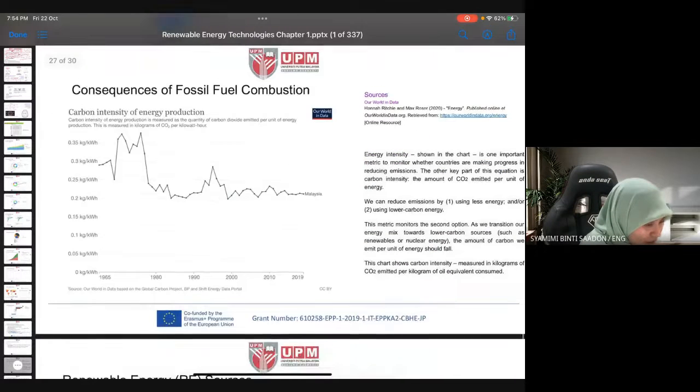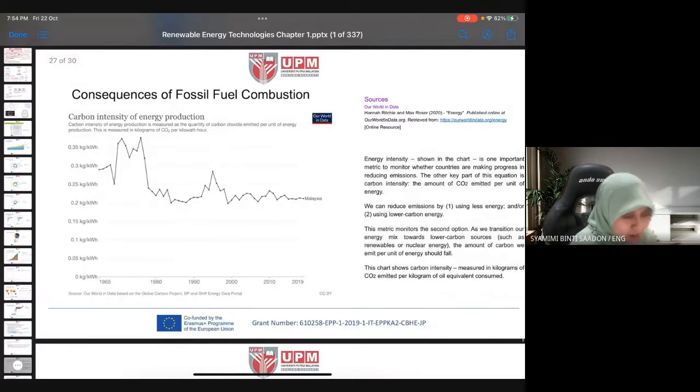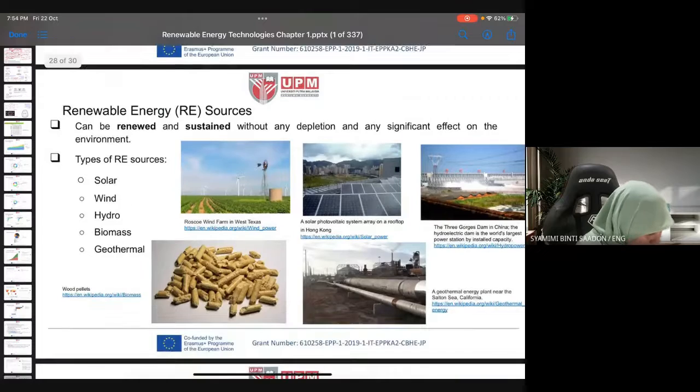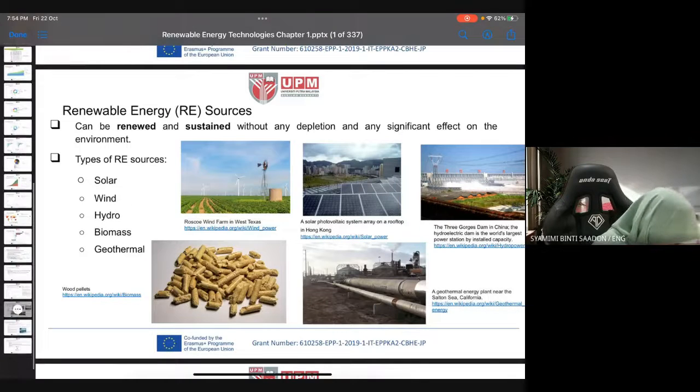Yang ni dah ke? This is also about carbon. So like carbon intensity. So Malaysia kita still banyak lah, 0.2 kilogram per kilowatt. Okay. So, slide saya ni. Oh, ada 3 je lagi slide.